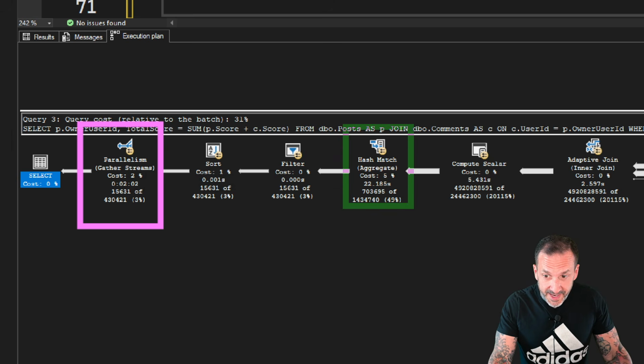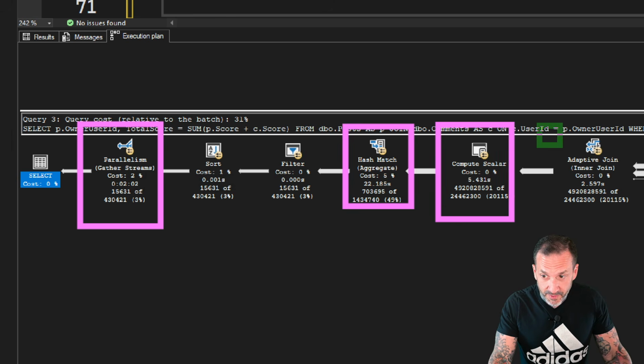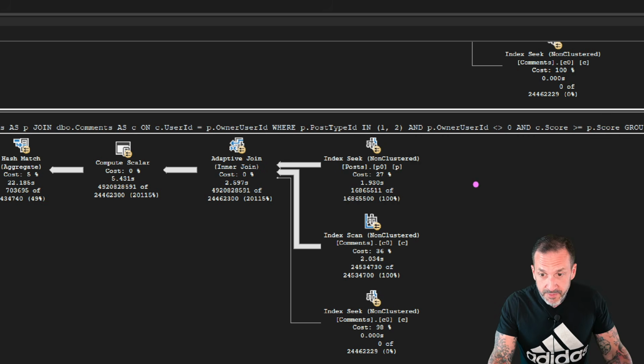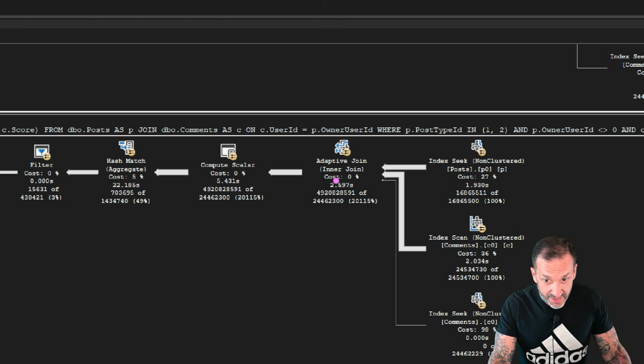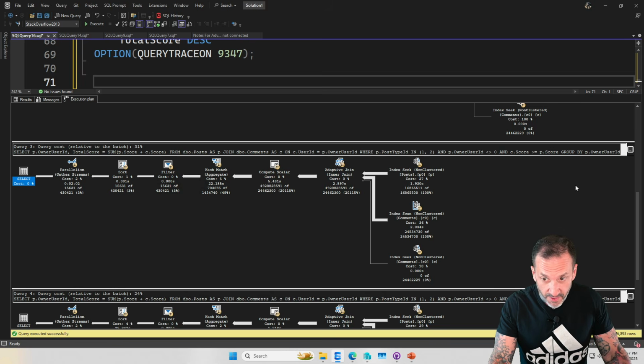We see 22 seconds spent here, we see 5 seconds spent here, we see 2.5 seconds spent here, but we don't see anything that fully accounts for the 2 minutes anywhere, right? We can pretty much guess that it's going to be happening at this point.